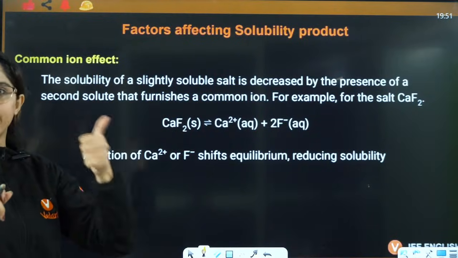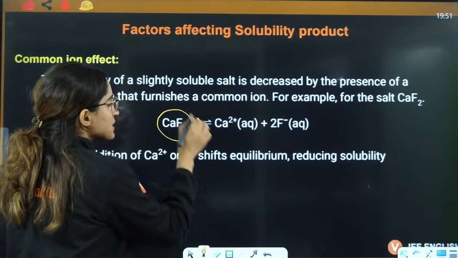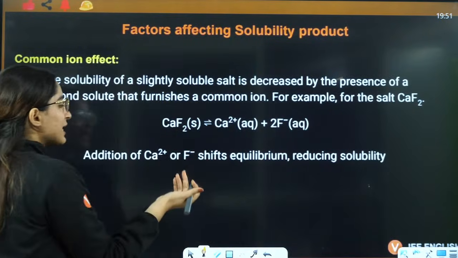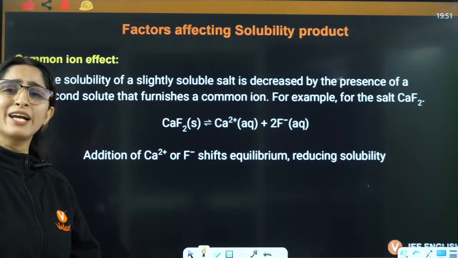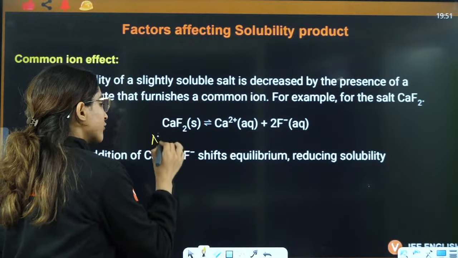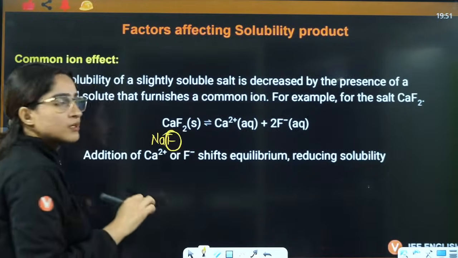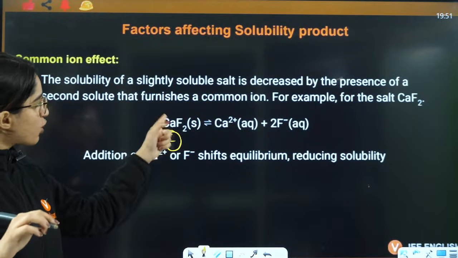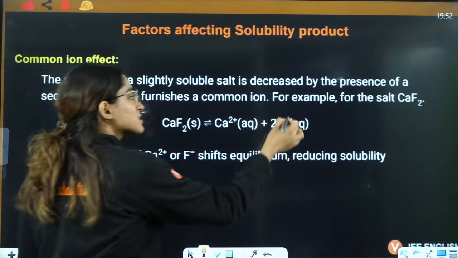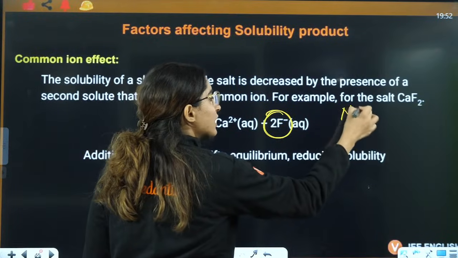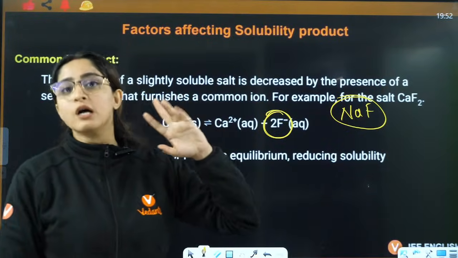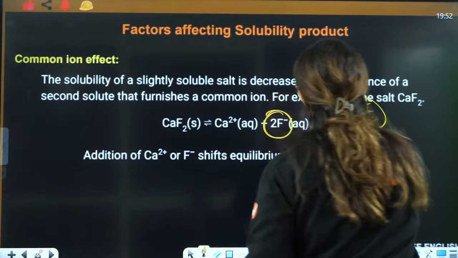First is the common ion effect. Common ion effect is when you have CaF2, it is being dissociated to Ca2+ and F-. Now let's say you have added Ca2+ or F- extra from some other compound. Let's say I have added NaF. Now F- is also added from this NaF, and it is also there from CaF2. CaF2 is already in the solution, so these ions are already there in the solution. If I add a common ion compound, fluoride is also here, fluoride is also here. So fluoride is the common ion, and the concentration of fluoride will increase.